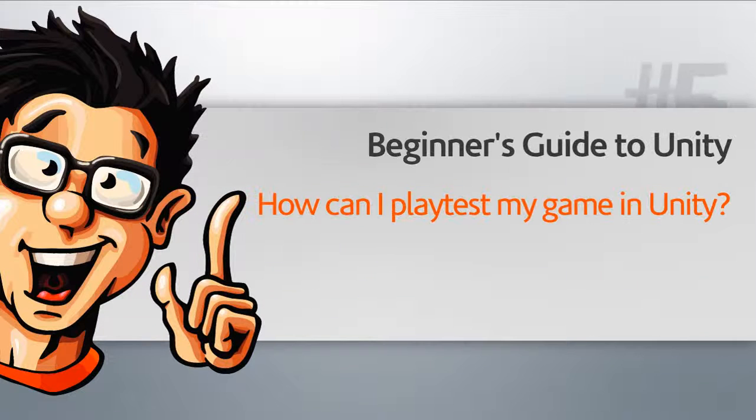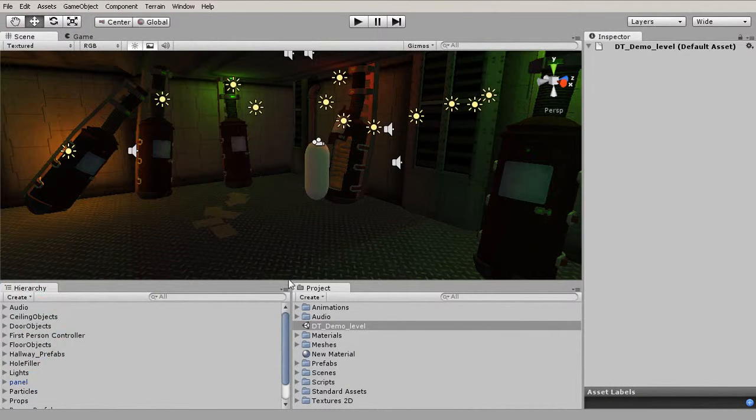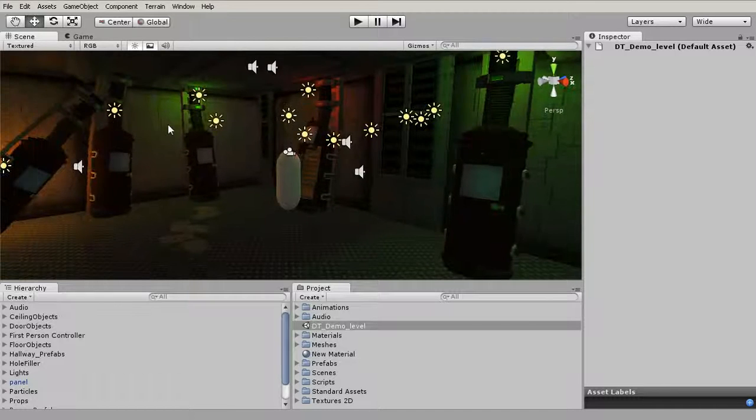In this lesson, we're going to learn how to playtest our game, how to change objects while playtesting, and some pitfalls we need to watch out for while we're playtesting our game. So I've just opened up our DT demo level here, and we learned how we could move around our scene view using the variety of options.